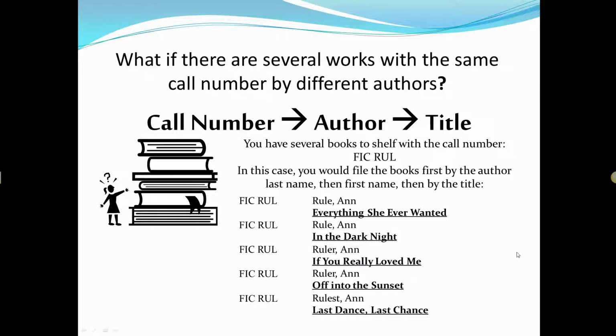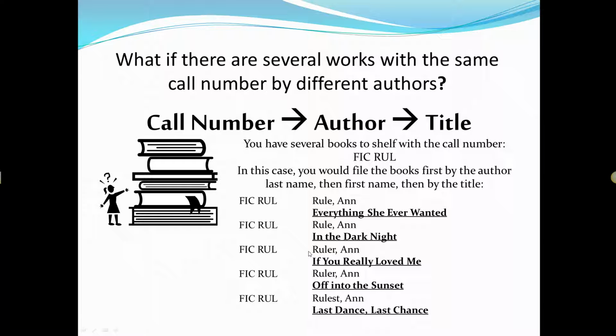Now, what if you have several works with the same call number, but there are different author names? For instance, Anne Rule, Anne Ruler, and Anne Rulist all have the cutter number of Vic, R-U-L. We go to the section on the shelf where Vic, R-U-L, would be located. We put all Anne Rule books together. Then we shelve by title, Everything She Ever Wanted before In the Dark.